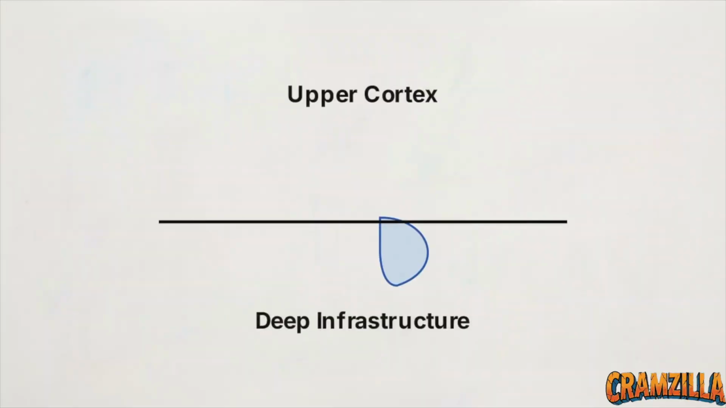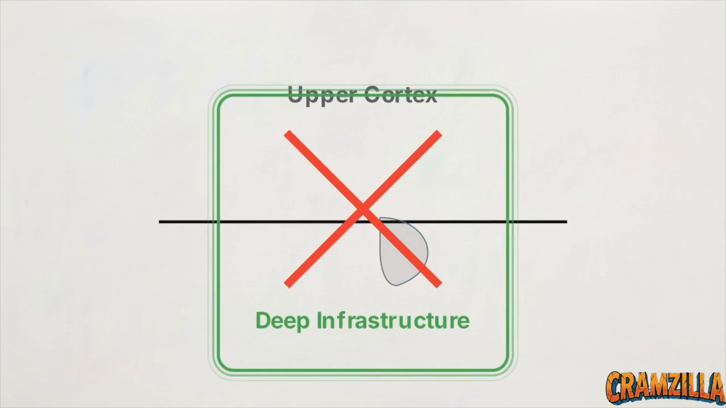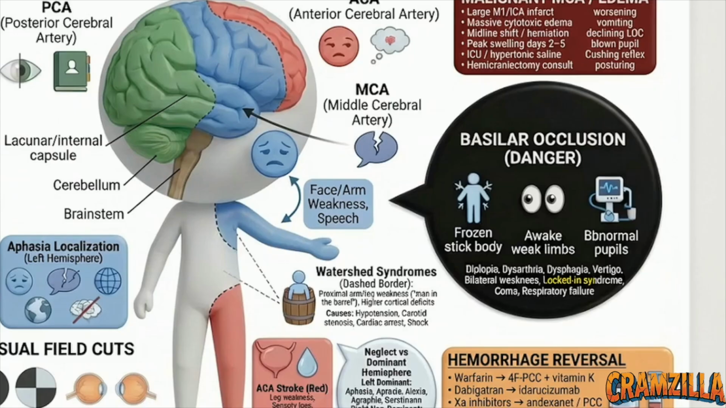Identifying these crossed signs or pure tract deficits immediately eliminates the upper cortex from your differential, focusing your search entirely on the brain's deep structural infrastructure. The highest stakes scenario in vascular neurology is an occlusion of the basilar artery. This section details the catastrophic late-stage presentation, locked-in syndrome. The patient's entire motor system is frozen, leaving only awake eyes, followed by inevitable progression to coma and respiratory failure.